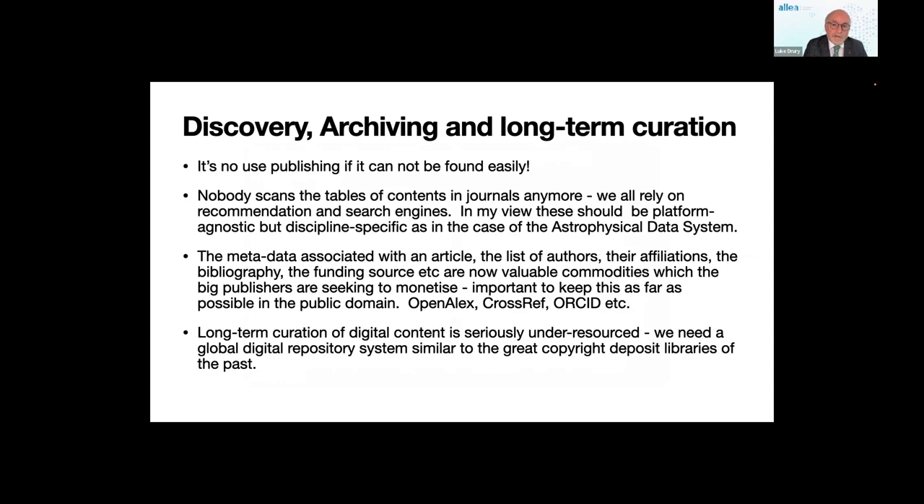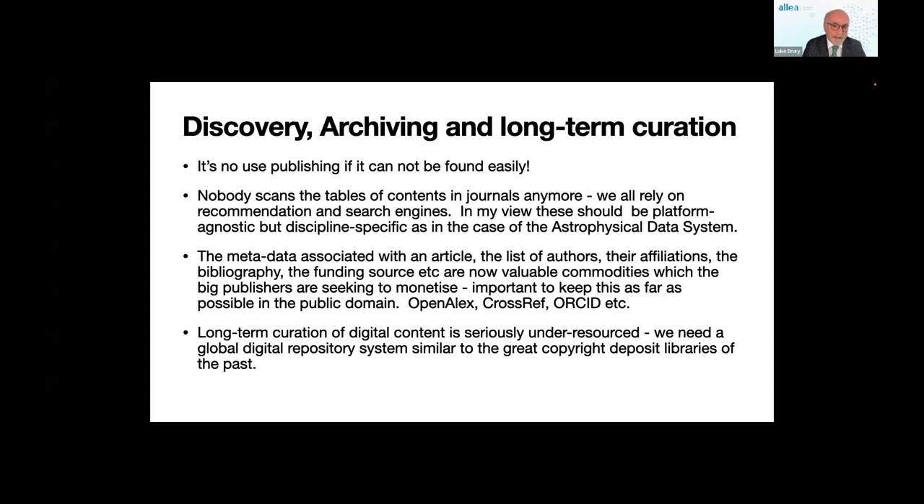Finally, of course, discovery, archiving, long-term curation. Science is a global good of humanity, and it's not just for our colleagues today, it's for future generations. It has to be archived, it has to be preserved. And it's also no use publishing if it can't be found. And the discovery aspect, particularly with the increasing volume of science and the increasing community of scientists around the world, is important. And nobody, I think, anymore reads the tables of contents in journals. At least I certainly don't. We all rely on recommendation and search engines, hopefully not ChatGPT, which is a disaster for this sort of thing.